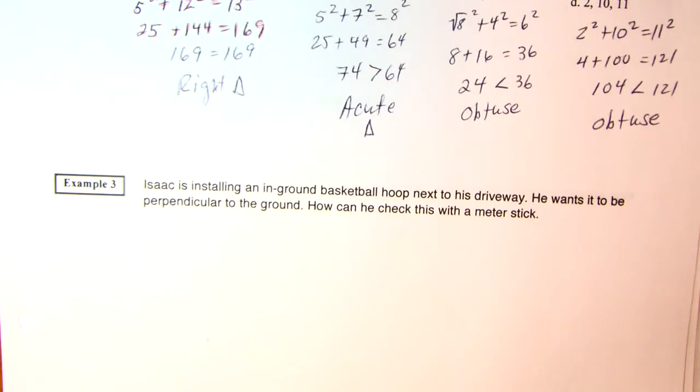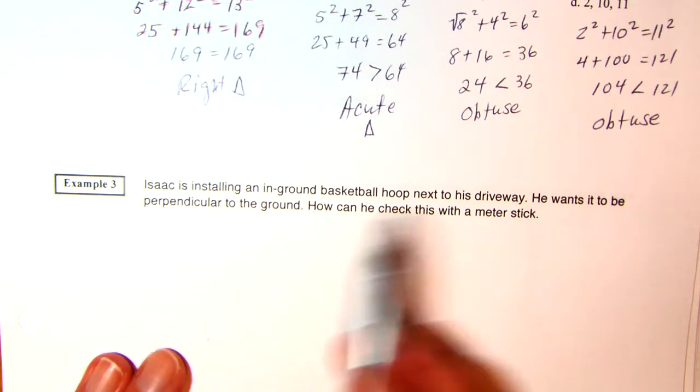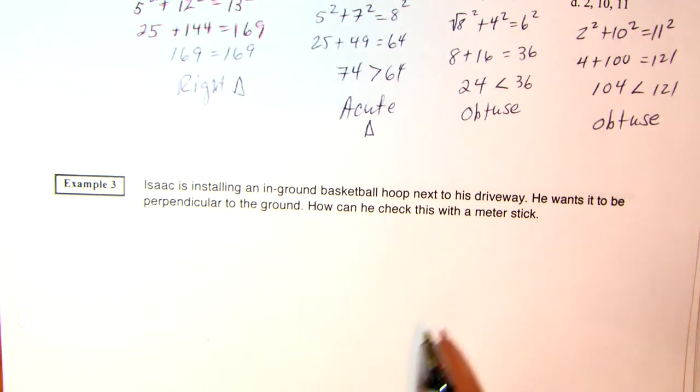Alright, how about a story problem? I think I put Caitlin's name on this, I don't remember. Isaac is installing an in-ground basketball hoop next to his driveway. He wants it to be perpendicular to the ground. How can he check this with his meter stick?